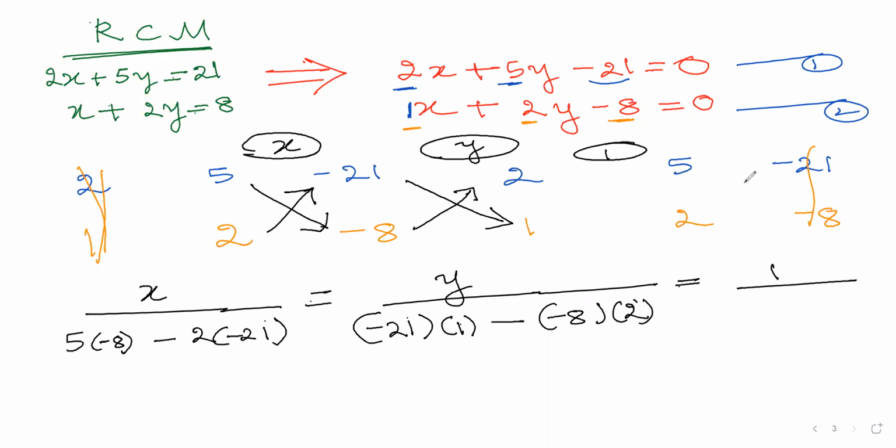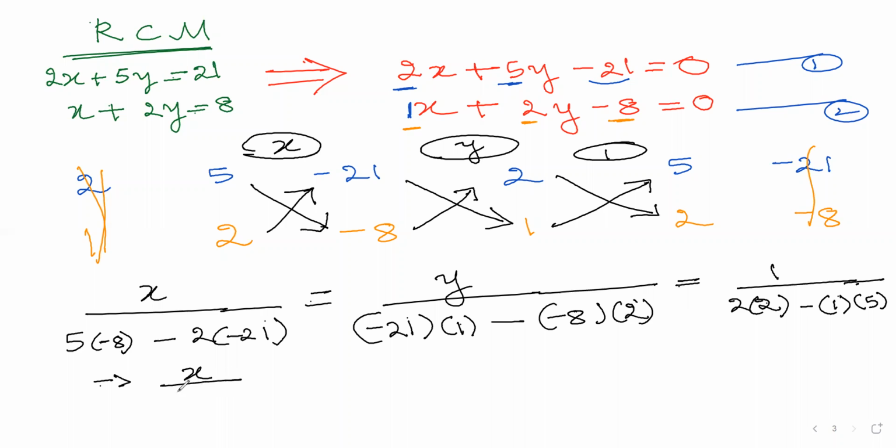That is equal to, next, 1 upon this product, 2 into 2, minus 1 into 5, we'll just write that 1 into 5. That implies x by -8 into 5 is -40. Minus into minus is plus, plus 2 into 21 is 42. Is equal to y upon -21, minus into minus plus 8 2s are 16.